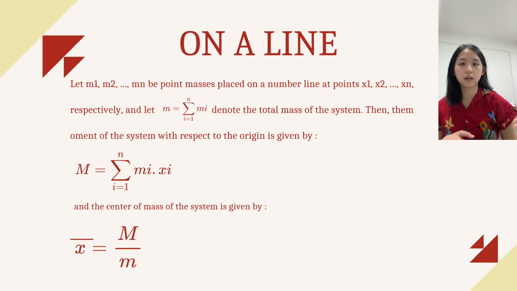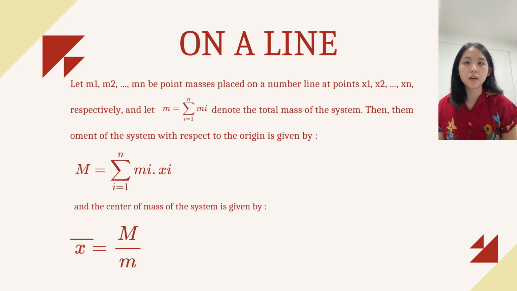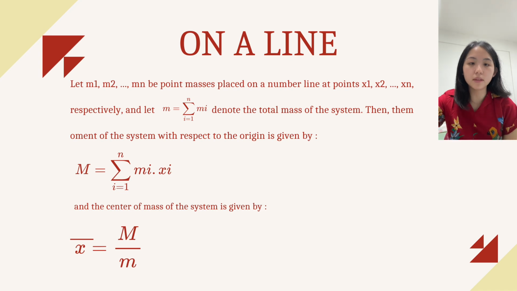So now let's talk about the center of mass and the moment on a line. Let m1, m2, ..., mn be the point masses placed at x1, x2, ..., xn respectively. We need to calculate the total mass of the system, which we denote as small m, and this total mass is the sum of individual masses, represented mathematically by small m equals the sum from i equals 1 to n of mi. The moment of the system with respect to the origin is given by big M equals the sum from i equals 1 to n of mi xi, and we can derive the center of mass of our system, represented by x bar equals big M over small m, where big M is the moment and small m is the total mass.